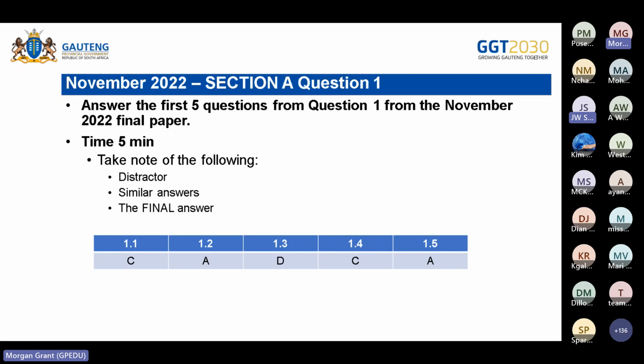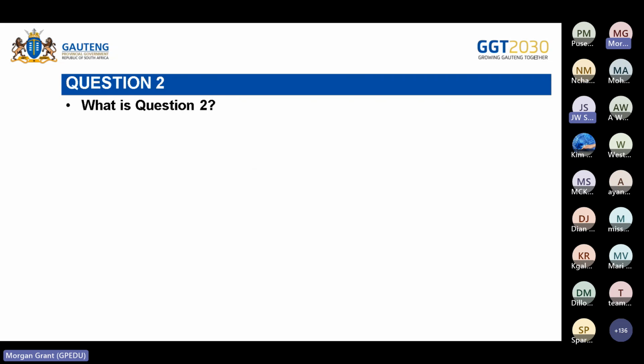Okay, so those were the answers for 1.1 to 1.5. That's C, A, D, C, and A. So let's move on to question 2. In the chat, what is question 2? Anybody? Match the columns, absolutely. But in the question paper, the actual term used is matching items. But it's matching the column. We have column A, we have column B, and we need to get something going.